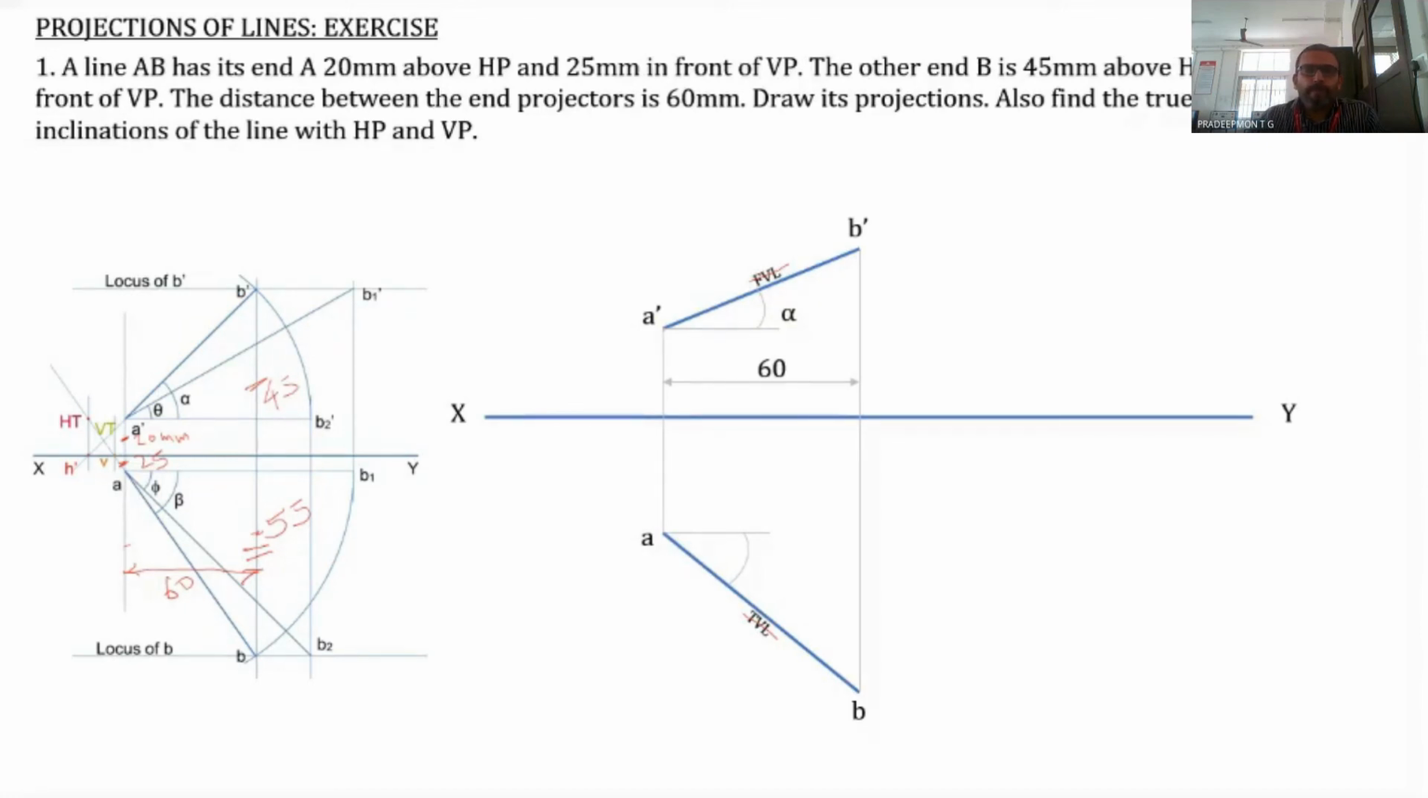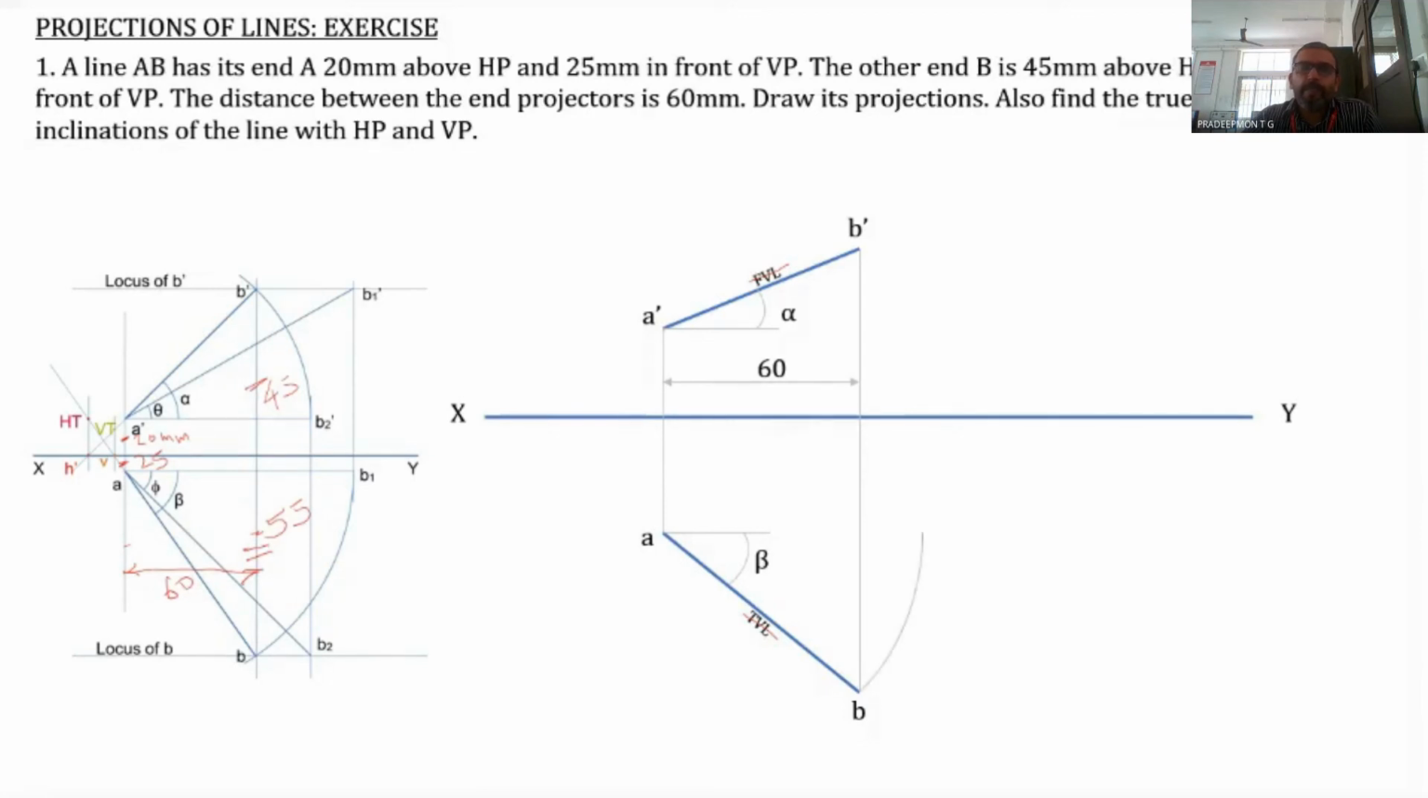Like this line AB1 as well as A dash B2 dash. It is slightly of a longer length. This can be a longer length also, no problem. So alpha and beta are marked. No need to measure them right now. We can measure them at the end.